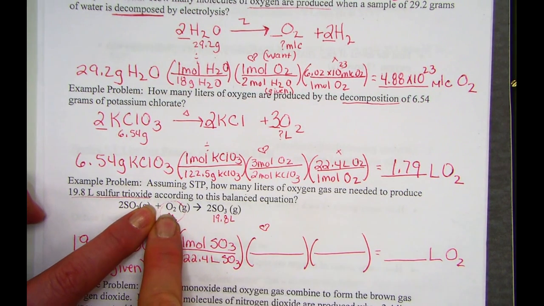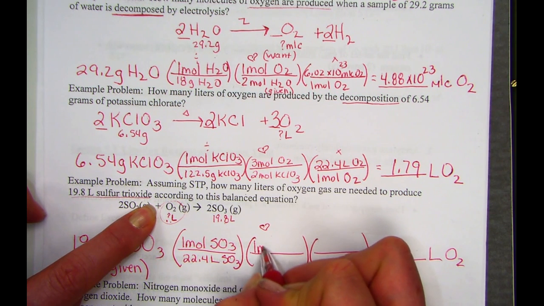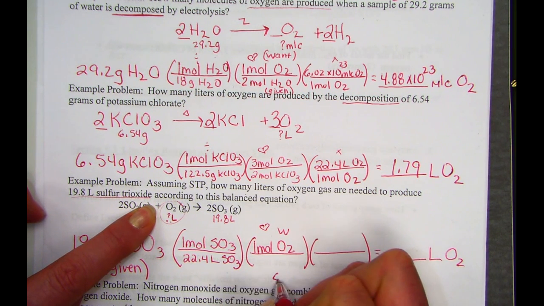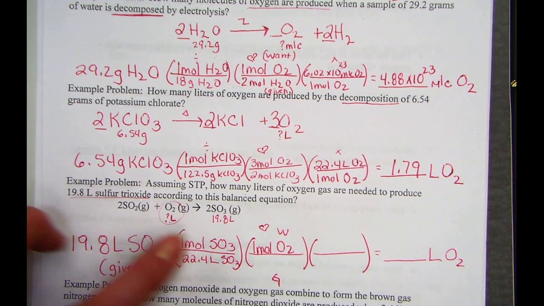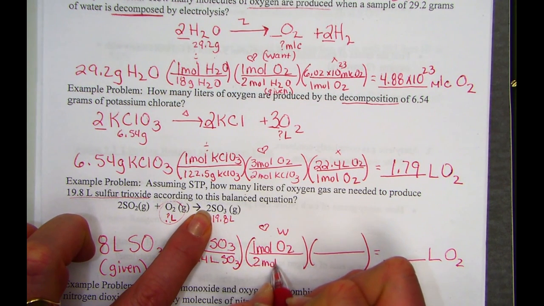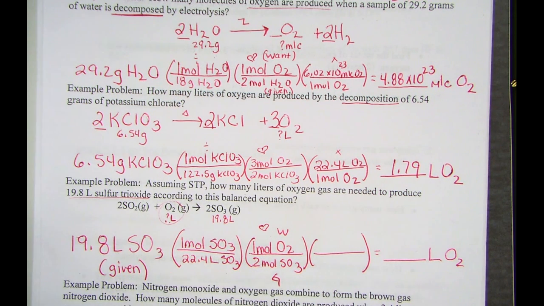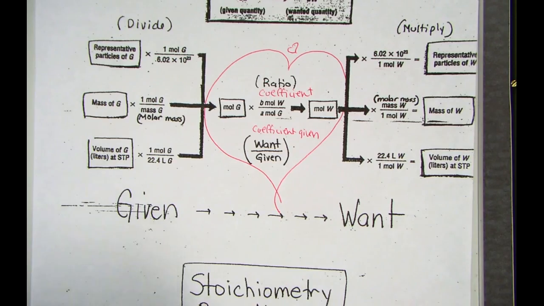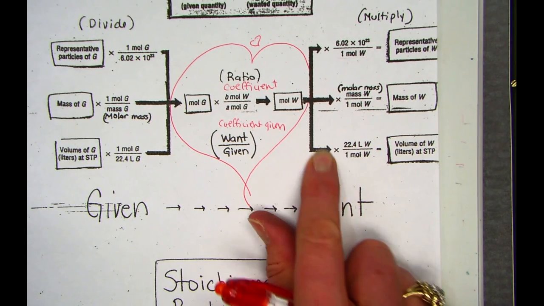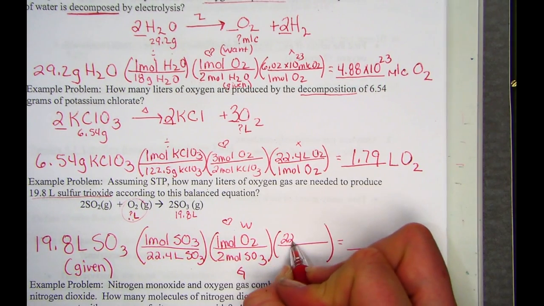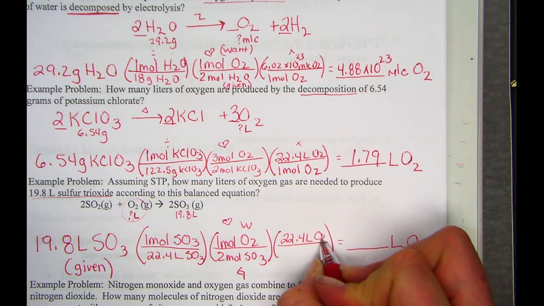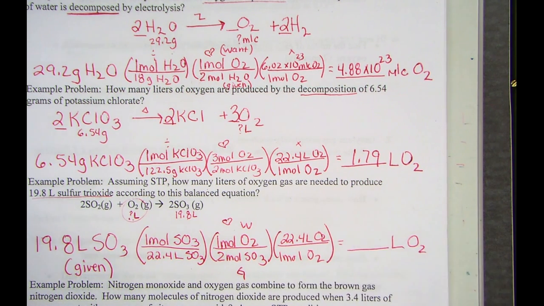We want to know oxygen. Its coefficient is a 1. A want over given mole ratio, where those moles are being pulled from the balanced equation. If we want oxygen, it goes on the top. We started from sulfur trioxide, it goes on the bottom. We have a 1/2 ratio. To head back out to the world of volume, notice we're right here. We come down and head back out to the liters of want. 22.4 liters of oxygen for every 1 mole of oxygen.